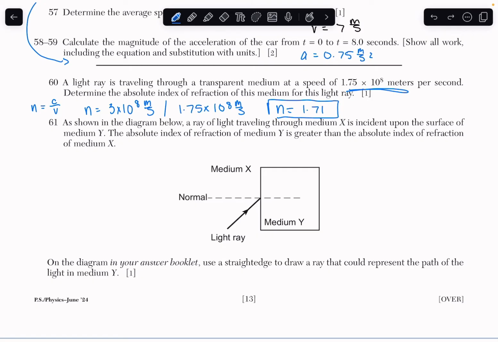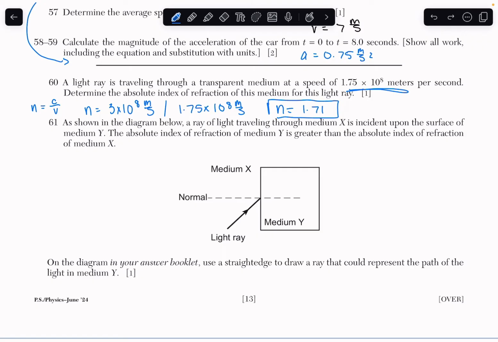61. As shown in the diagram below, a ray of light traveling through medium X is incident upon the surface of medium Y. The absolute index of refraction of medium Y is greater than the absolute index of refraction of medium X. On the diagram in your answer booklet, use a straight edge to draw a ray that might represent the path of the light in medium Y. So I'm just going to do this question here. But it tells us that the index of refraction for medium Y is greater than that of medium X.